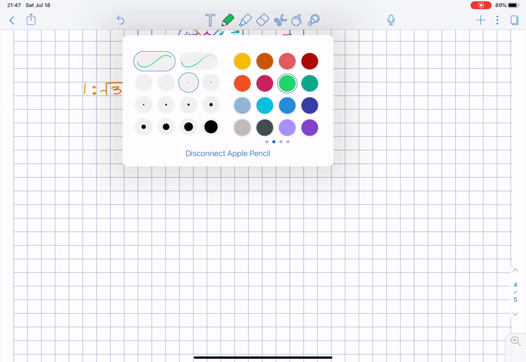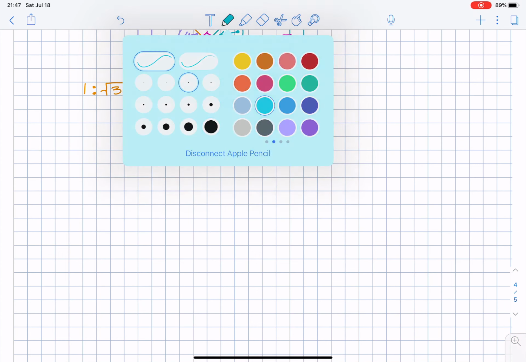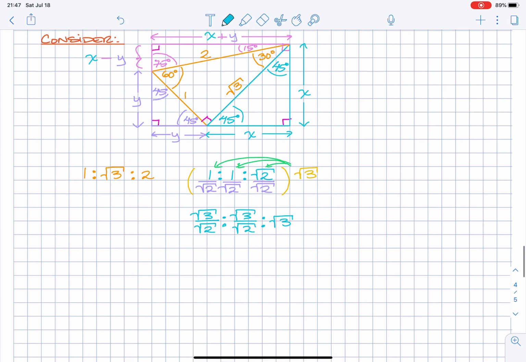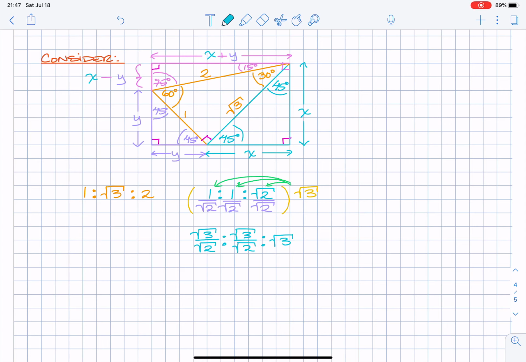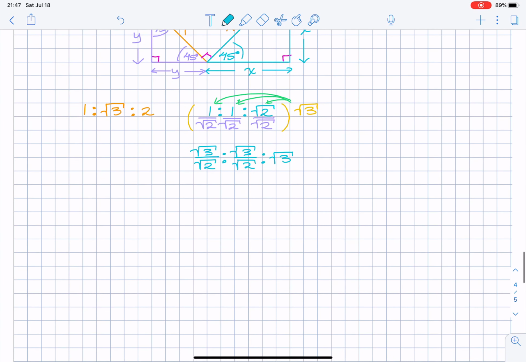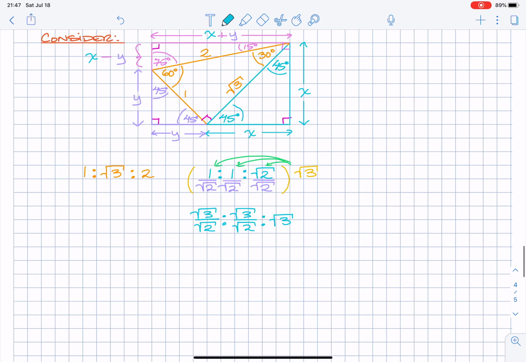So what that's going to give me then will be, where's my blue? Will be the square root of 3 divided by the square root of 2, the square root of 3 divided by the square root of 2, the square root of 3. And that's what I have as the hypotenuse there. Okay, so the length of the sides are the square root of 3 over the square root of 2.